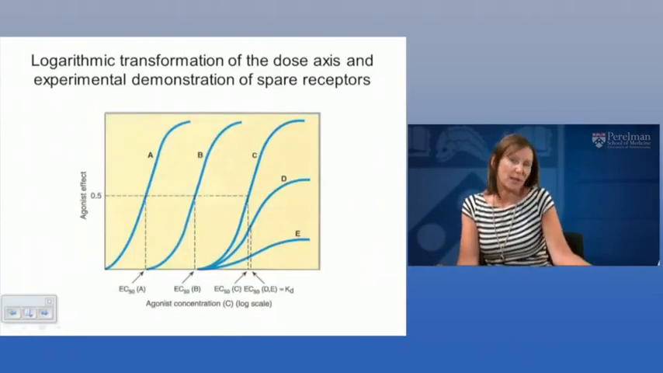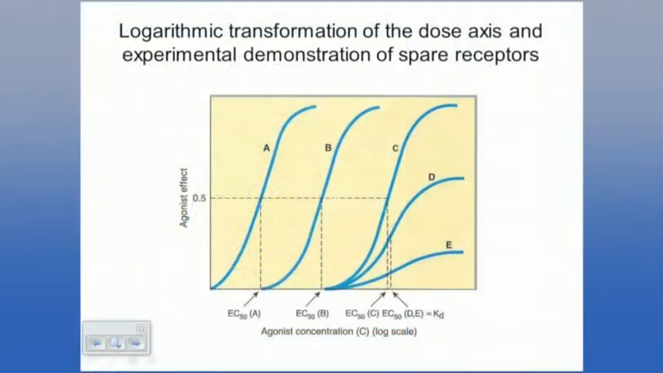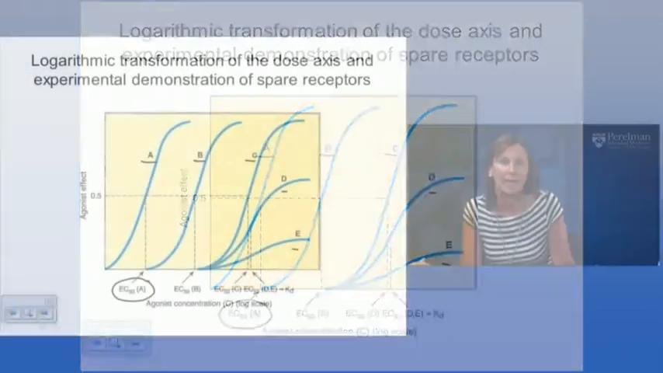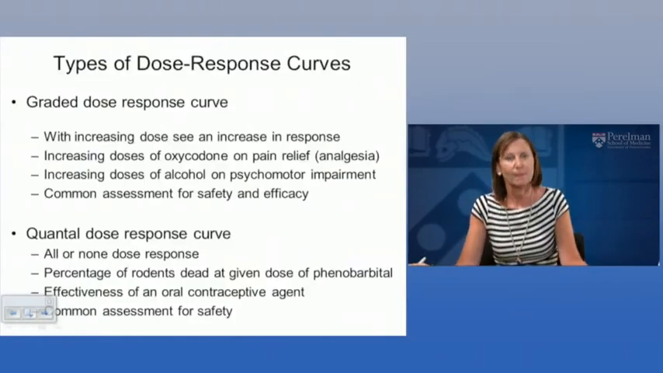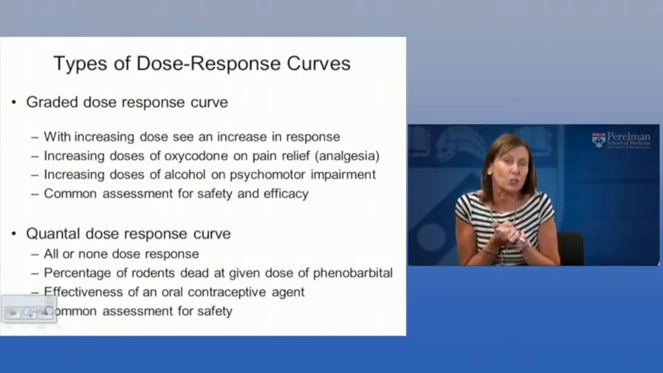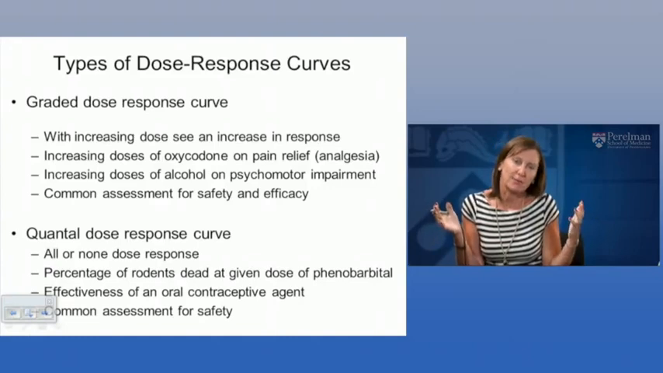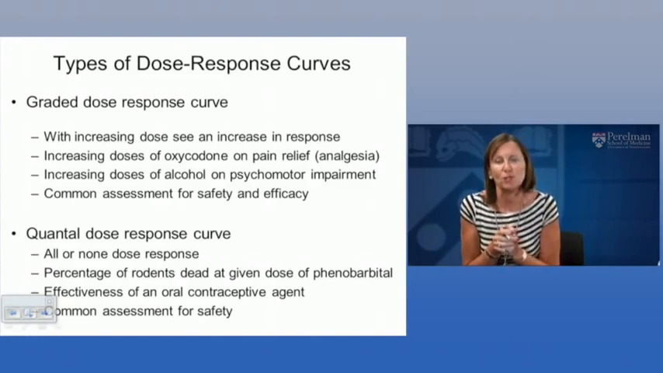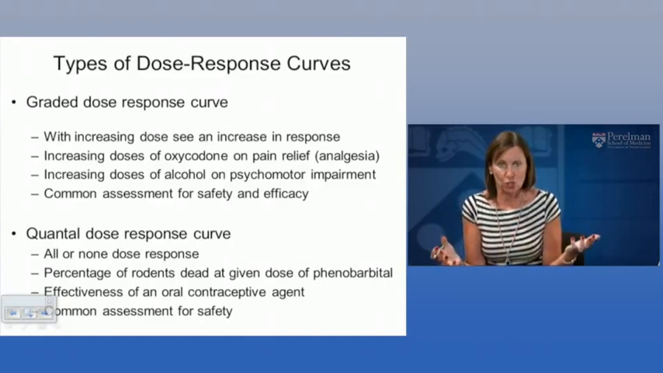This is showing you pretty much the same thing, emphasizing here we're looking at 4 different dose-response curves, again, A, B, C, D, and E, and showing you the various EC50s at the different points along the x-axis. These are all examples of graded dose-response curves. And when we ask the broad, high-level question, what types of dose-response curves are there? We essentially divide them into 2 types.